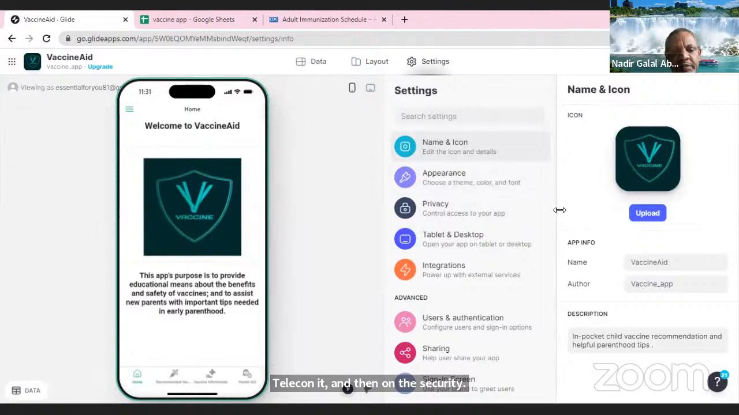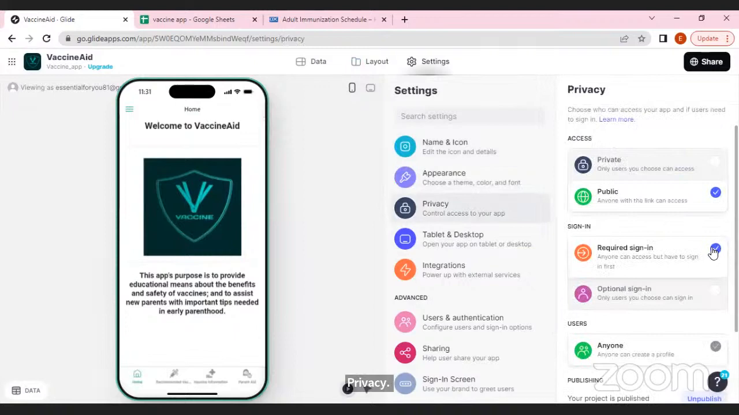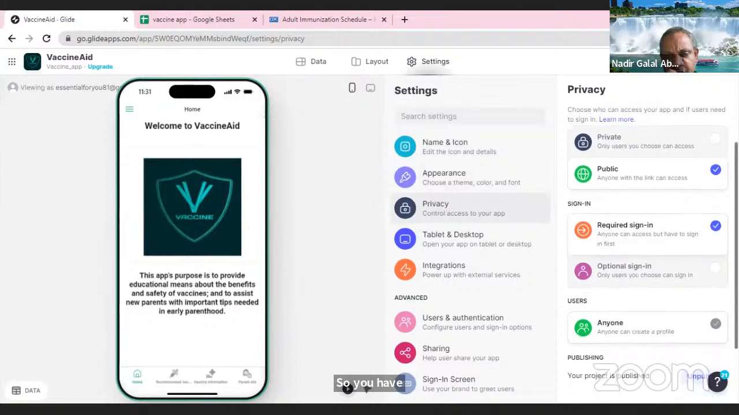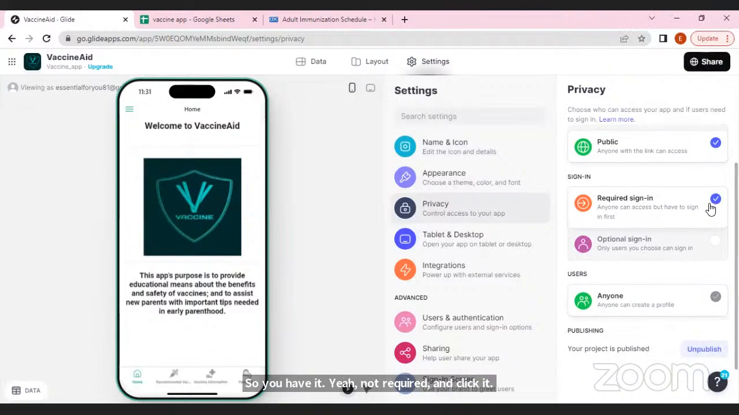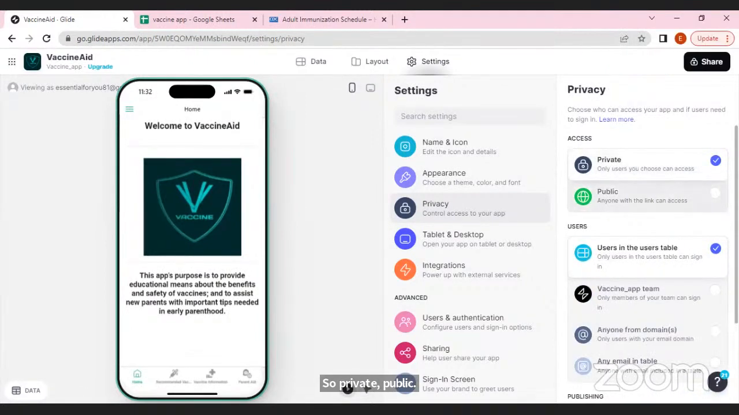Privacy. Yes. So you have it. Yeah, not required. And click it. I can't unclick. Go up. So private, public, signing. I can make it private.